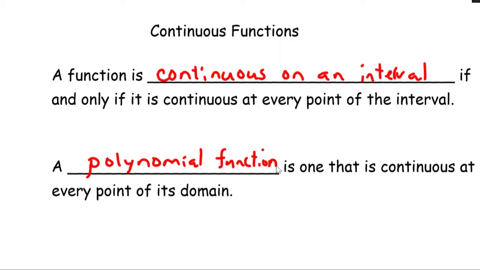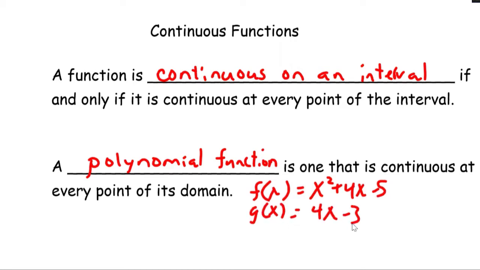X squared and x. Yeah, so any equation like f of x is equal to, here's some examples, x squared plus 4x minus 5. That's a polynomial. g of x is equal to 4x minus 3. It's actually a linear function, but linear is inside polynomials. So it's anything where the x is raised to a power that is a positive integer. That'll give us polynomials, and we can have as many of those terms as we want.